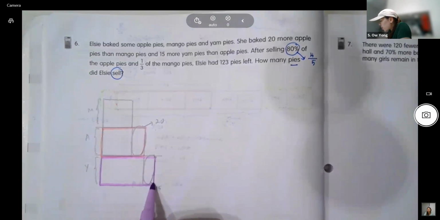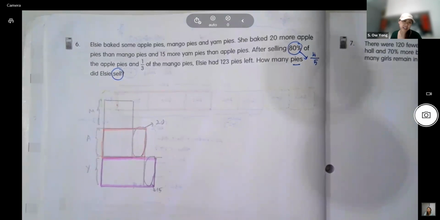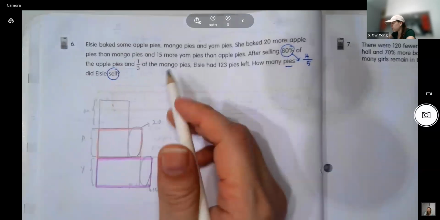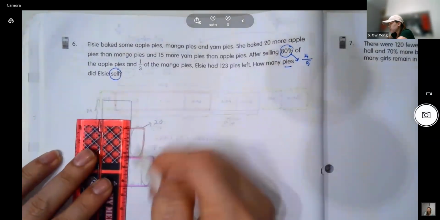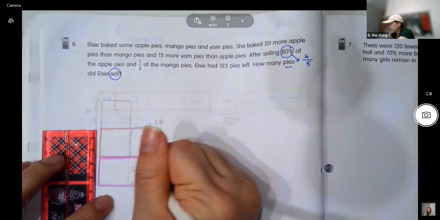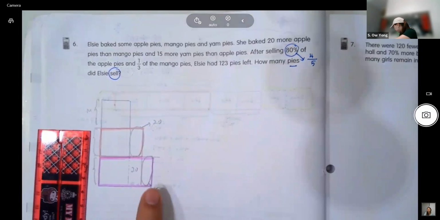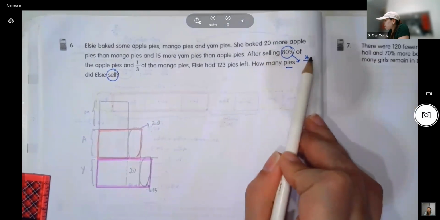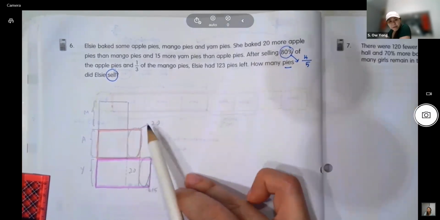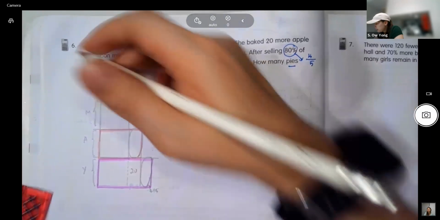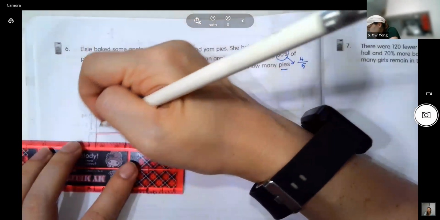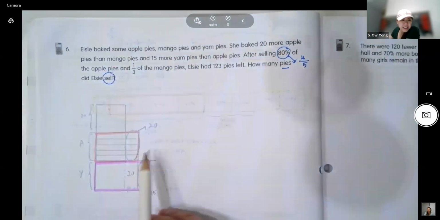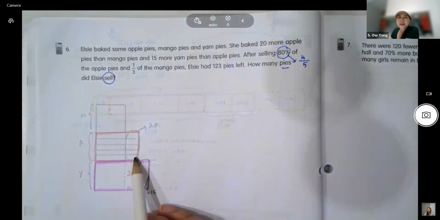Trust me, when you spend some time drawing the model, after that you will be able to understand. You see this one, like Lego, stack, stack, stack. So we get to see that this portion is the 20, and this portion is the 15. Then they say, after selling 4 out of 5 of the apple, you want to take 4 out of 5, meaning here I'm going to cut into 5 parts. 2, 3, 4, 5.